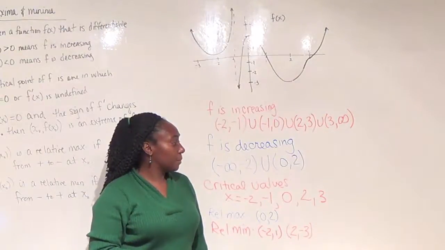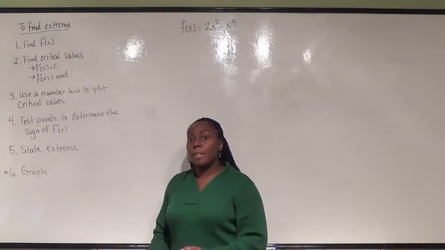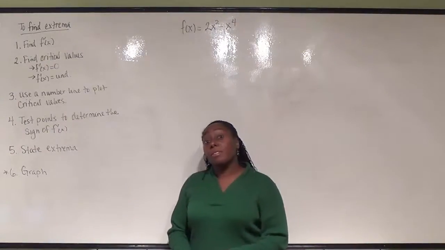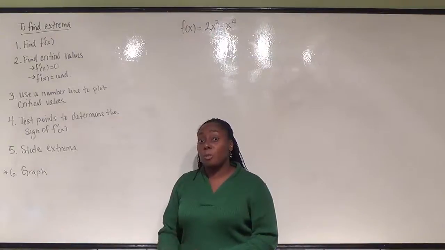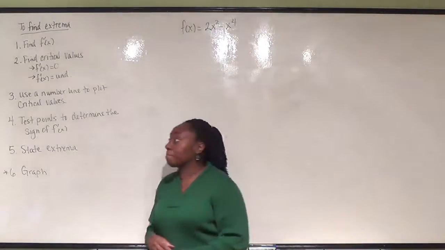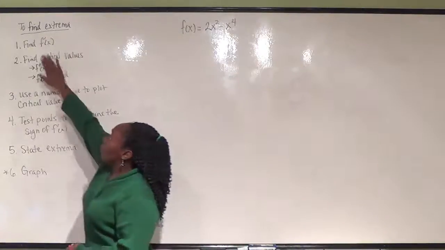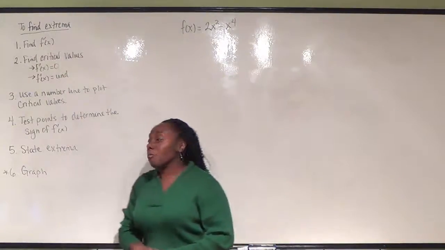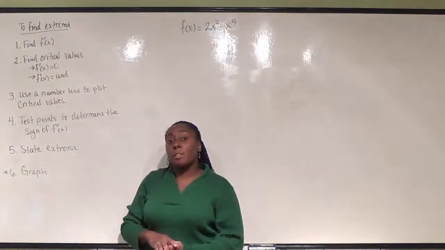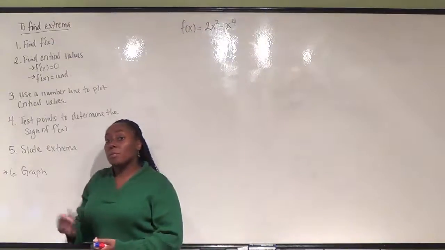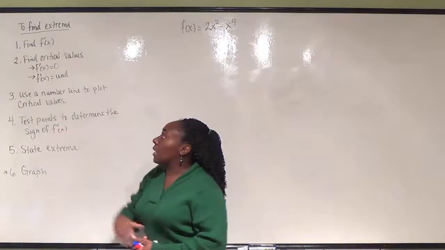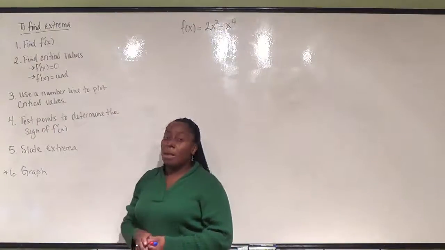So to find extreme values, we're going to use the derivative to find the critical values and then use those to determine where the function is increasing and decreasing, and then get our extrema. Okay. So first we'll take the derivative of the function, set the derivative equal to 0, or find out where it's undefined. Those values will give us those extreme or critical values we were talking about. Then we're going to take a number line and use the number line to plot the critical values.